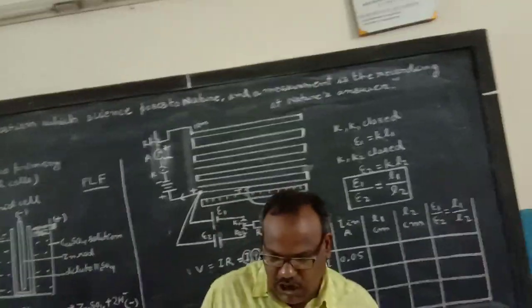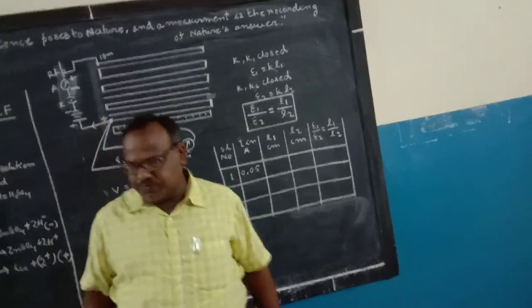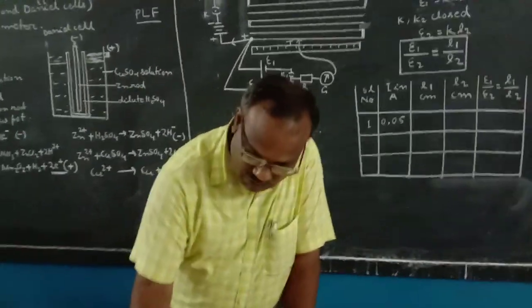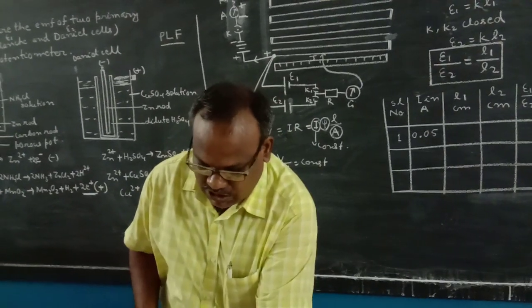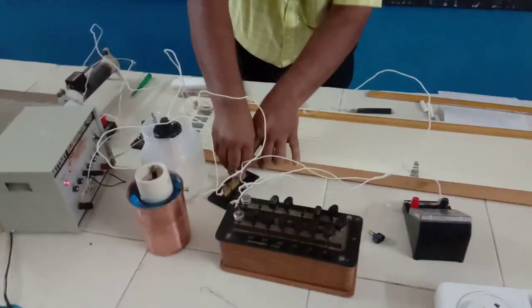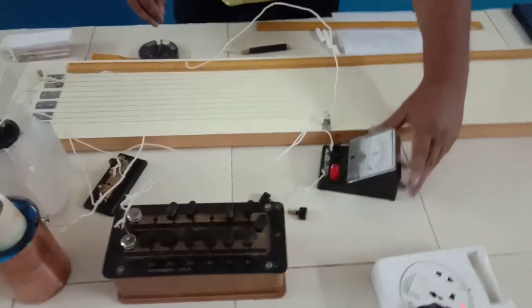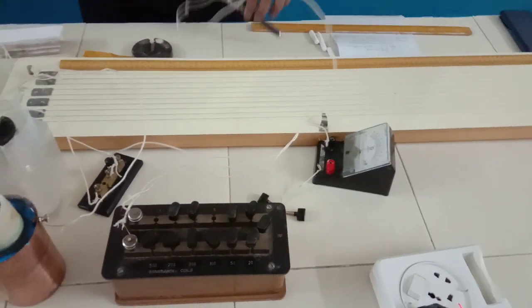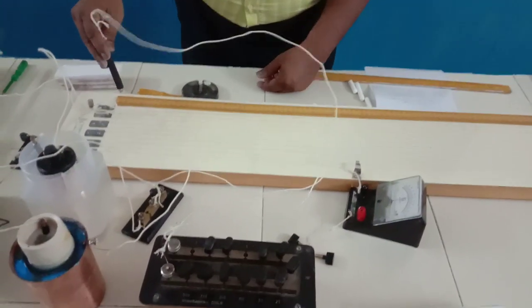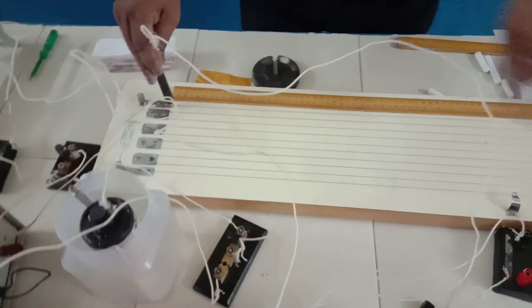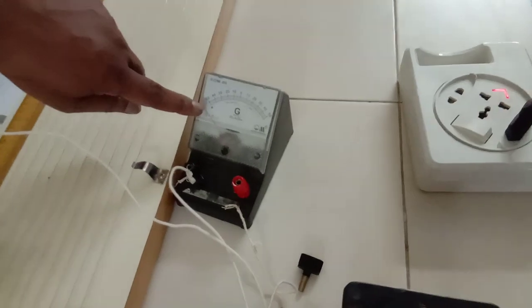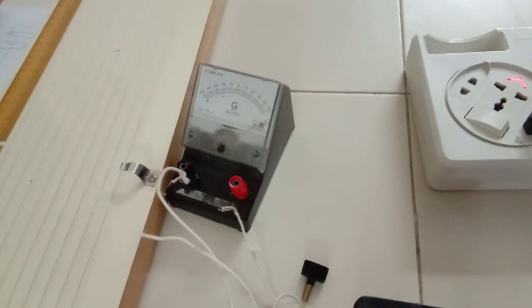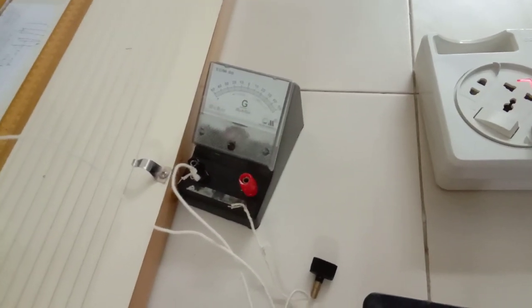Now suppose this key is closed. I am closing this key. This is K1 because this cell is connected. So I am closing this. Here you see, this is the galvanometer, and after closing, when I connect at the zero end, it will show deflection to this side. When I touch the other side, it will show deflection to the other side. Both side deflections should be there, otherwise the circuit may be incorrect.